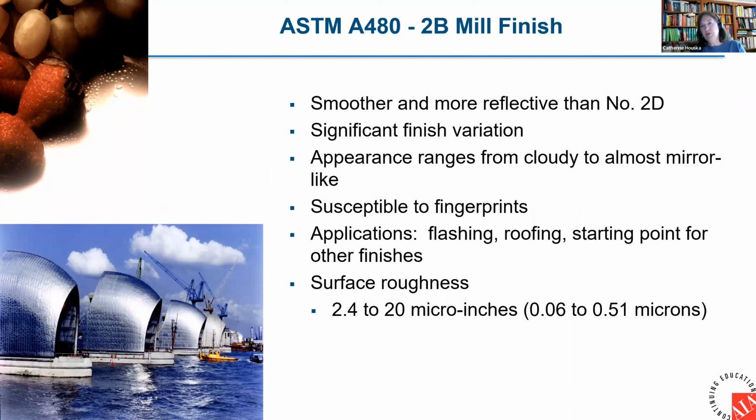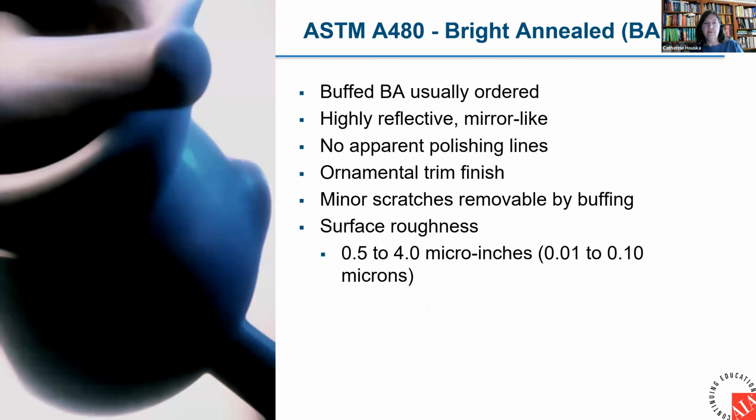A 2B mill finish. This is commonly used for flashings and downspouts and industrial roofing where you're not worried about consistency, but it's also the starting point for many finishes. It also varies more in appearance than any of the other finishes, and can range from cloudy to almost mirror-like. So it's generally not something that would be acceptable to use as is for any large surface.